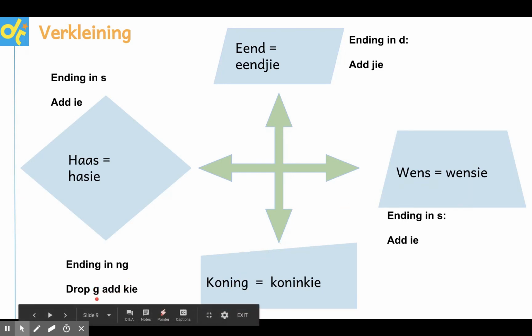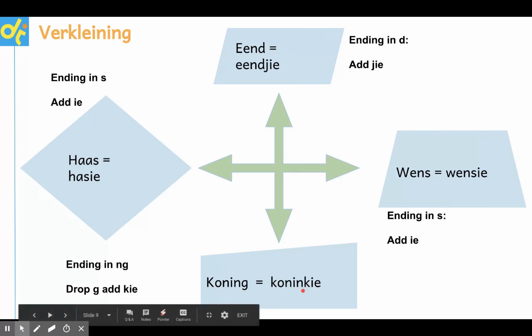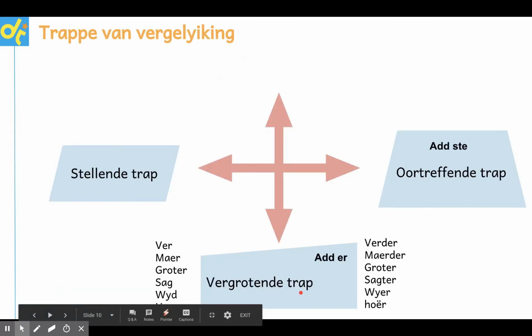Ending in NG, drop the G, add a KIE, because the N sound is in the back of your throat. And if we're going to have NG and K, the G is redundant. So you're not going to need the G. Take the G away. Koninkie.